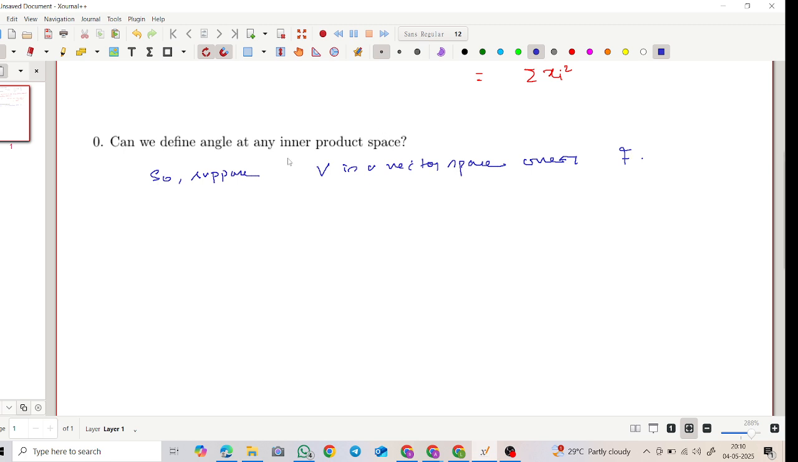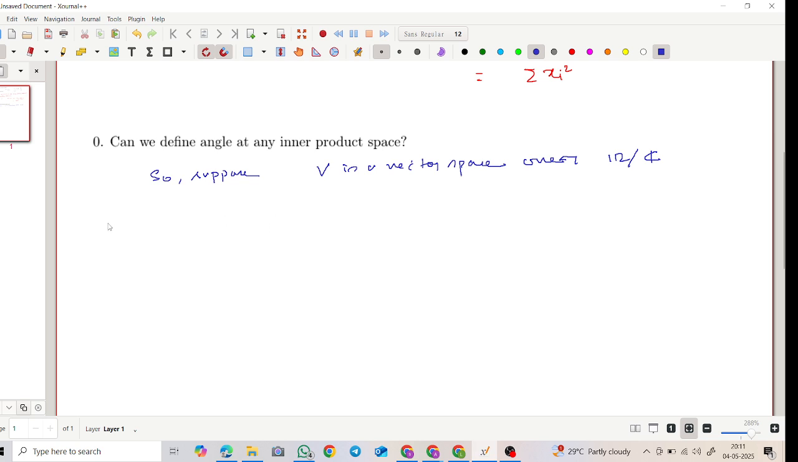But V is over F, where F is actually R or C, because while defining an inner product we could take either R or C. But that can be any, I mean, infinite dimensional vector spaces, everything can be there. So can we define an angle?